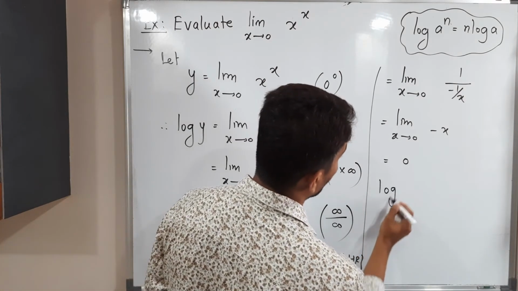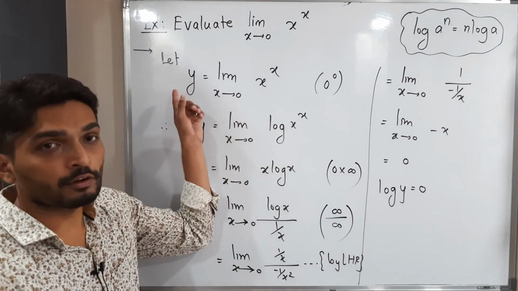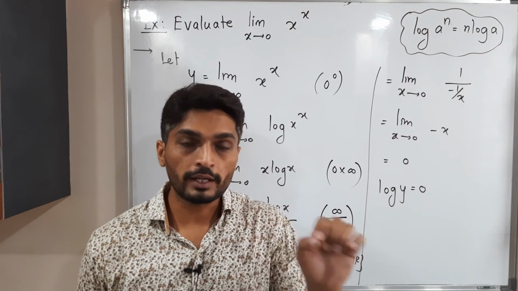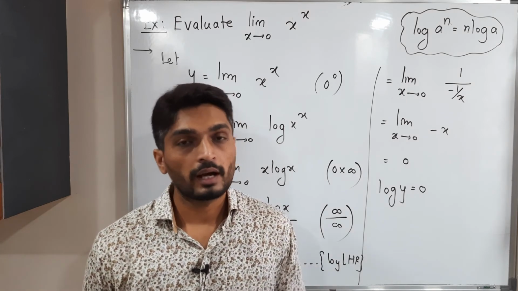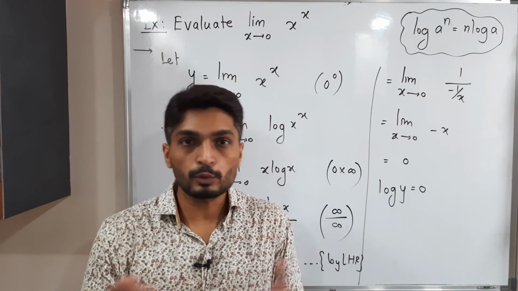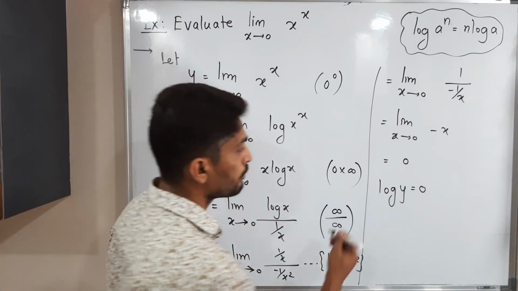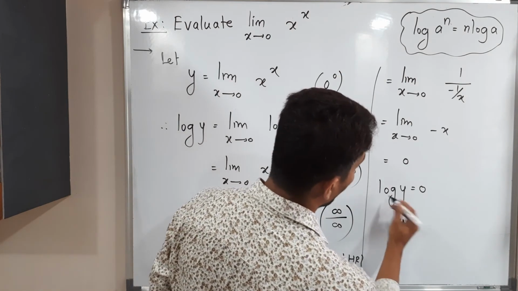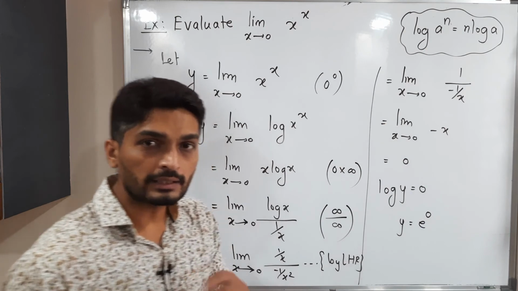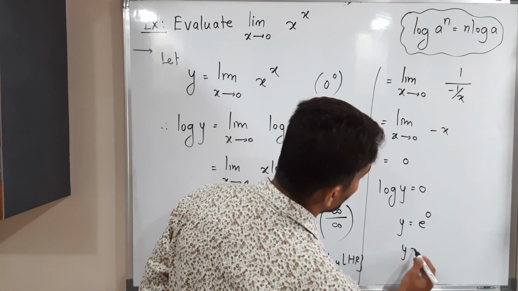What we have is log y equal to 0. Basically, we want the value of y and we found the value of log y. Our target is to find the value of y, so what will I do? I will take the exponential function of both sides. Logarithmic and exponential are just inverses of each other, so they will cancel. By taking the exponential function, log and e cancel and y is equal to e raised to 0. Any non-zero number raised to 0 is always 1. So y is equal to 1.